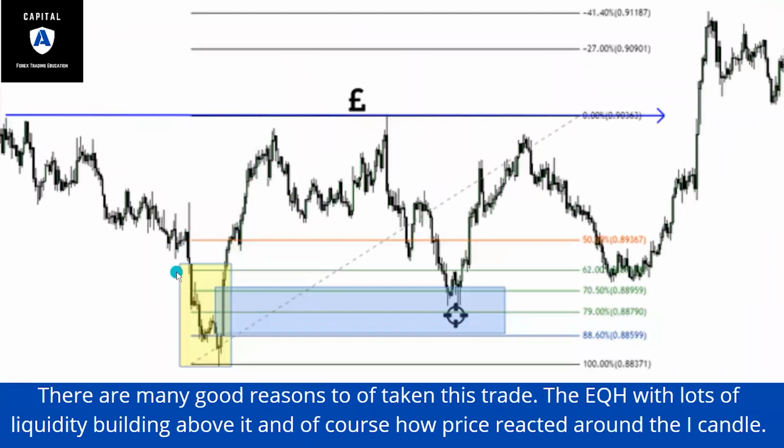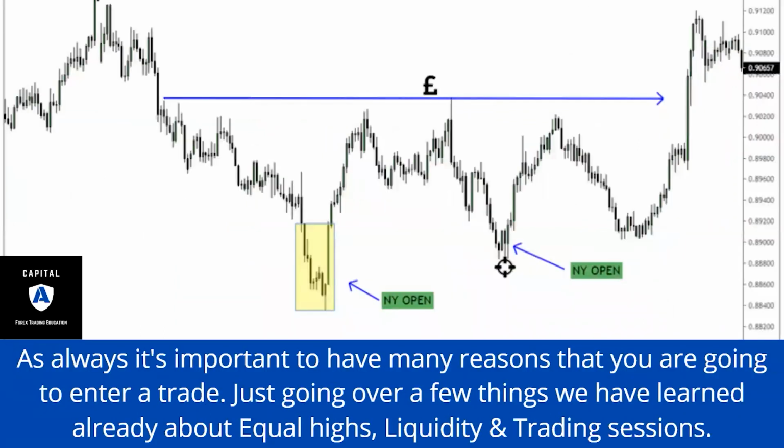And again, more reasons, more things building up. We've got the equal high. We've got the break of structure that happened. And of course, price then dips back into a Fibonacci area, which is where we would be happy to take a buy. Again, more reasons to understand what's going on. As always, it's important to have many reasons that you're going to enter a trade.